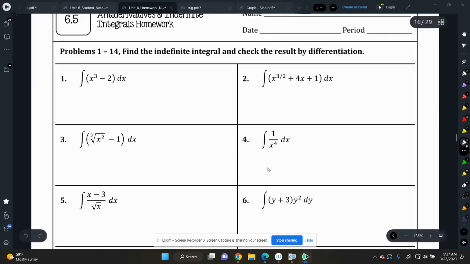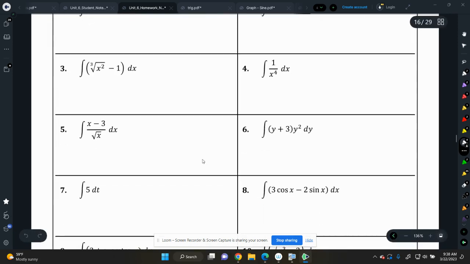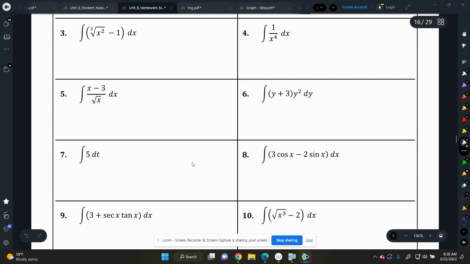All right, so let's see. Which one were the quiz problems? Okay, number 5 was one of the quiz questions, right? So what was the trick on number 5? Change the x to -1/2.